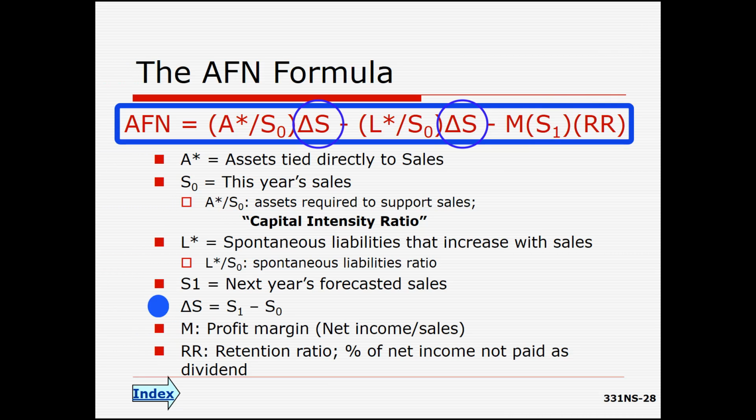Delta S is the increase in sales in dollars. Note that this is what drives the need for additional funding. No increase, theoretically, no need for more funds. M is the profit margin. RR is the retention ratio, the percentage of net income added to retained earnings.